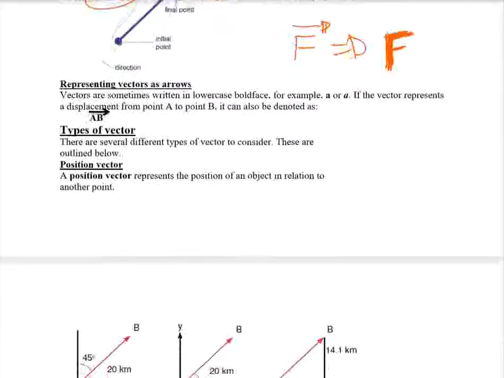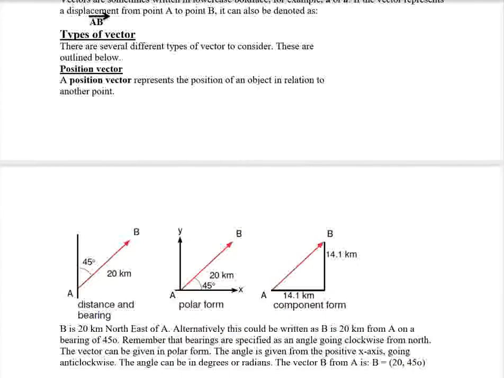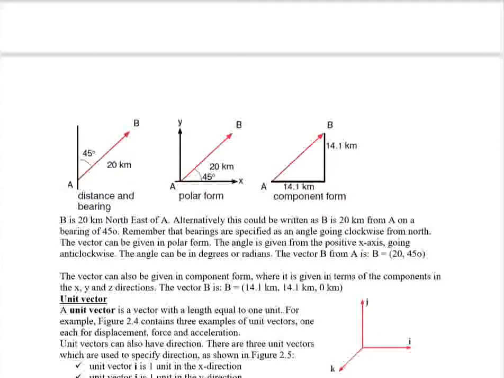Now let us see types of vectors. There are several types of vectors. Among these, we will see some of them. The first one is position vector. A position vector represents what? A position of an object in relation to what? Another point. For example, distance of bearing.